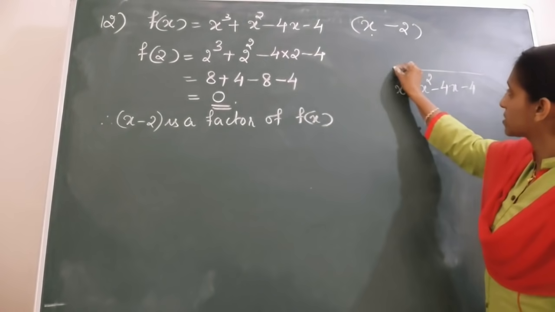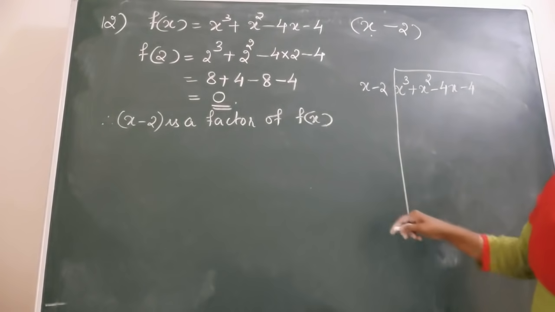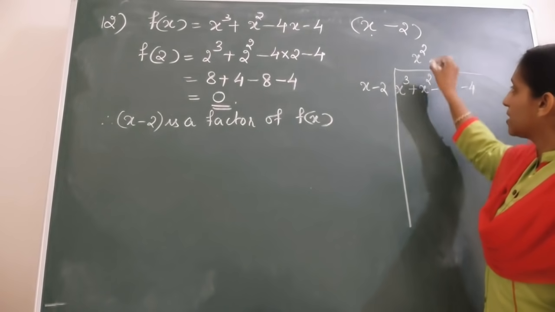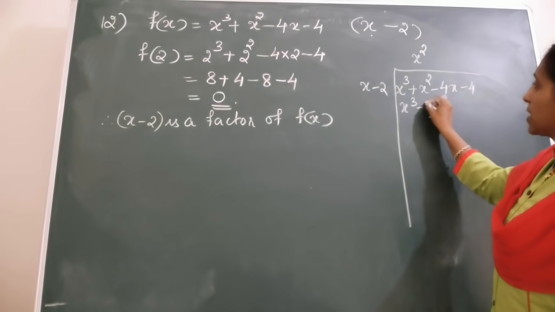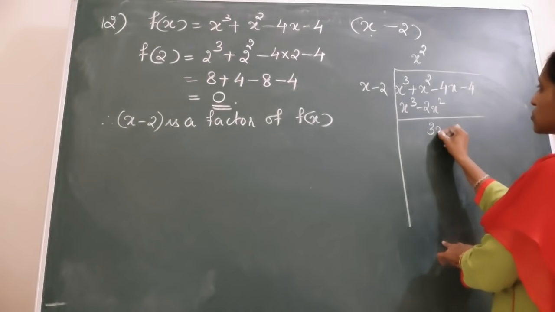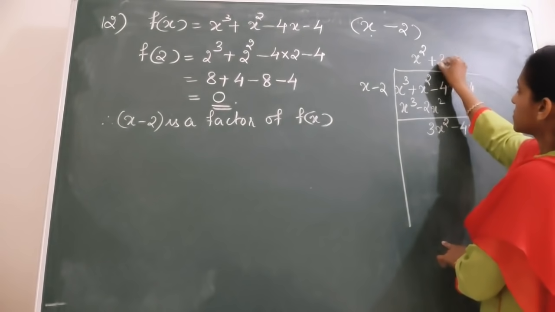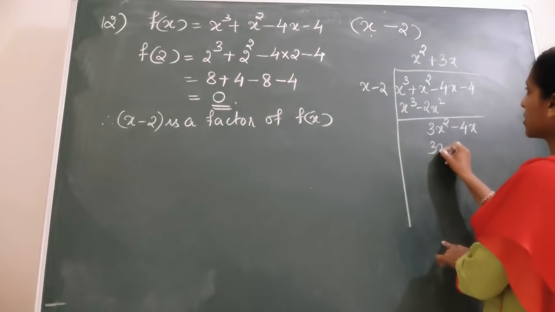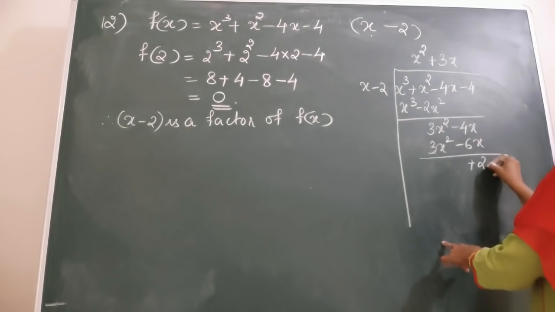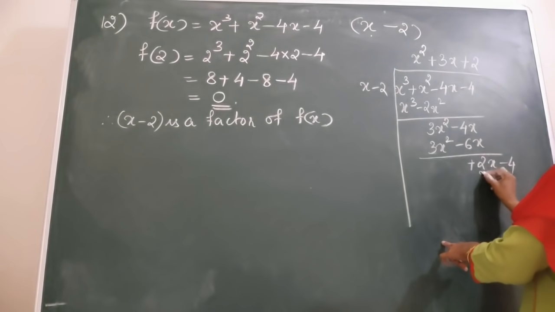That means that while substituting the value of x as 2, you will get the remainder 0. So we are going to divide it. For the division you need x square here: x cube minus 2x square. Then subtracting, you will get 3x square minus 4x. So you need 3x square minus 6x. Then you will get plus 2x minus 4. So here you need plus 2x minus 4.